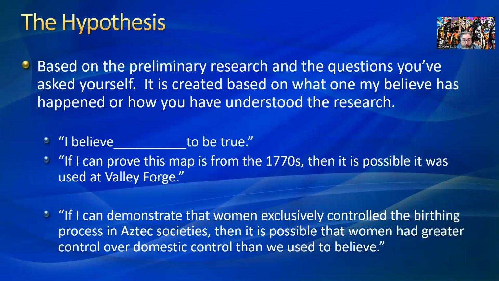Now, the next step in the historical method is the creation of a hypothesis. You're going to go out and do your preliminary research, the stuff that you're going to, at minimum, submit to me in that second step in the semester project. But based on that preliminary research and the questions you have asked yourself, you're going to come up with a hypothesis. It's created based on what you believe has happened or how you have understood your research.